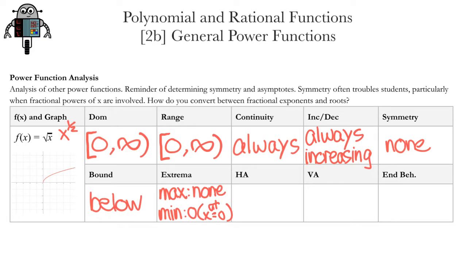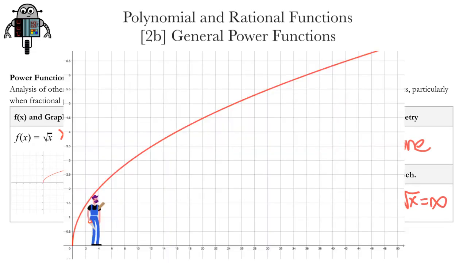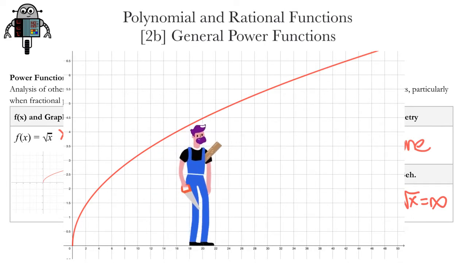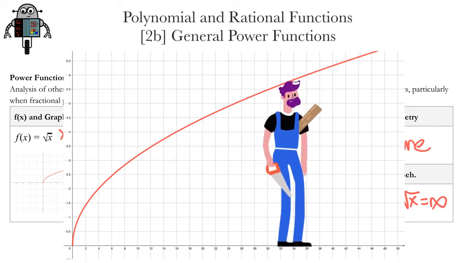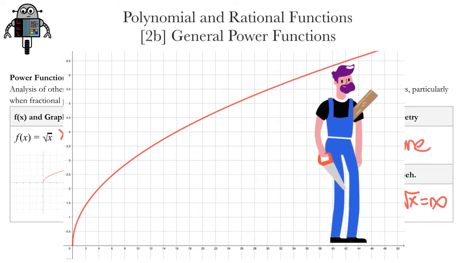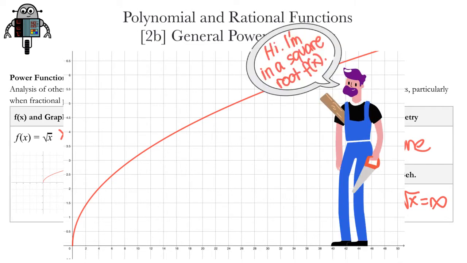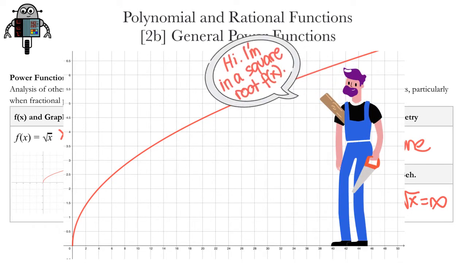The square root of x doesn't have any asymptotes, horizontal or vertical. Finally, the end behavior. The limit as x goes to infinity of the square root of x is equal to infinity. I'd like to point out that the square root function is a good model for our heights as humans. So even though we study it in algebra, pre-calculus, and calculus in a very mathy way, it's nice to know it has a very practical purpose.